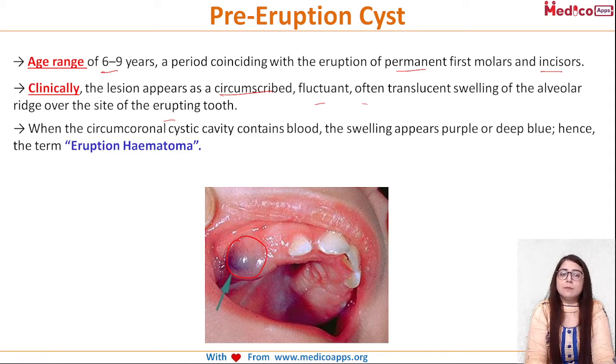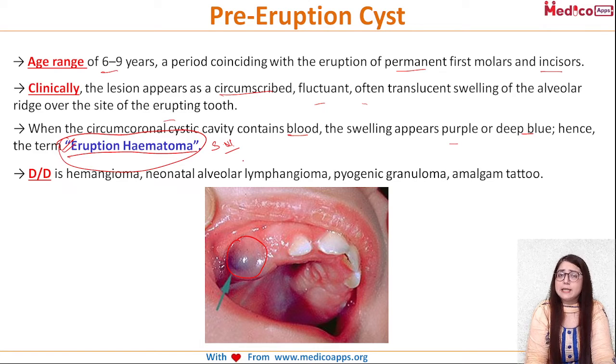And when the circumcoronal cystic cavity contains blood, the swelling will appear purple or deep blue, and in this condition it is known as eruption hematoma. So you need not confuse these two terms, pre-eruption cyst and eruption hematoma. If you get a short note on eruption hematoma, you need to write all these points only. Now the differential diagnosis for this is hemangioma, neonatal alveolar lymphangioma, pyogenic granuloma, and amalgam tattoo. All these are the differentials.